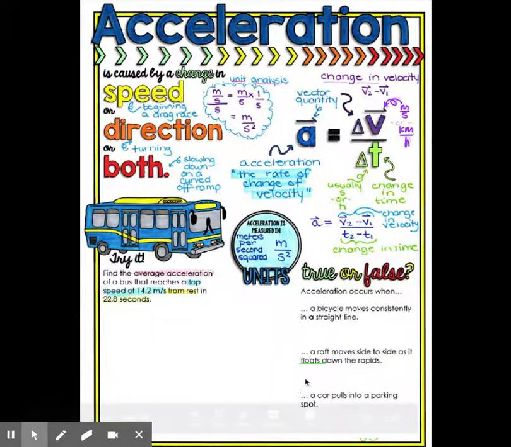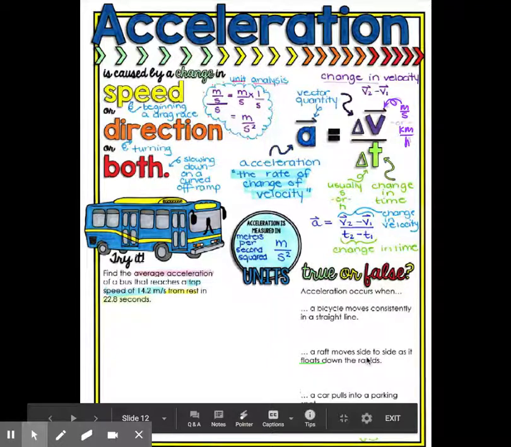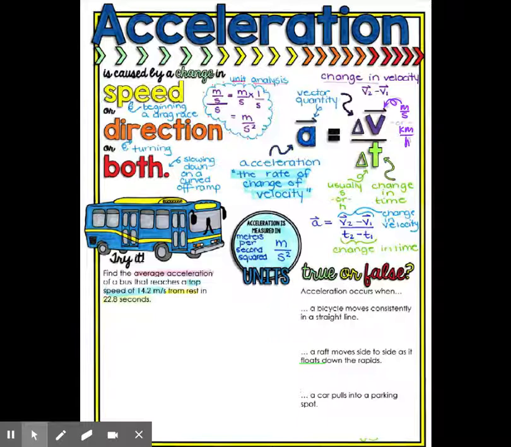All right, let's take a look at these true or false questions. So true or false, acceleration occurs when a bicycle moves consistently in a straight line. Think about it. False. That is no acceleration because there's no change in speed or direction.